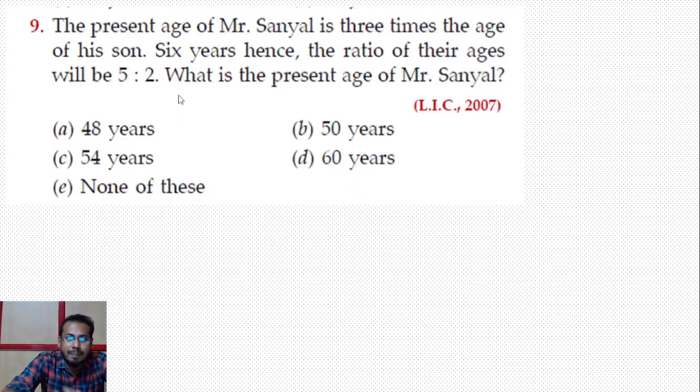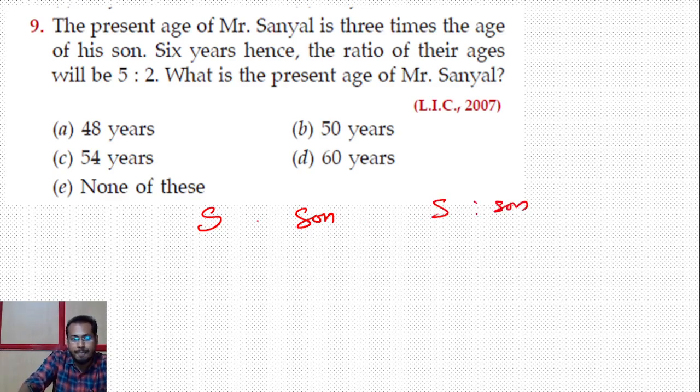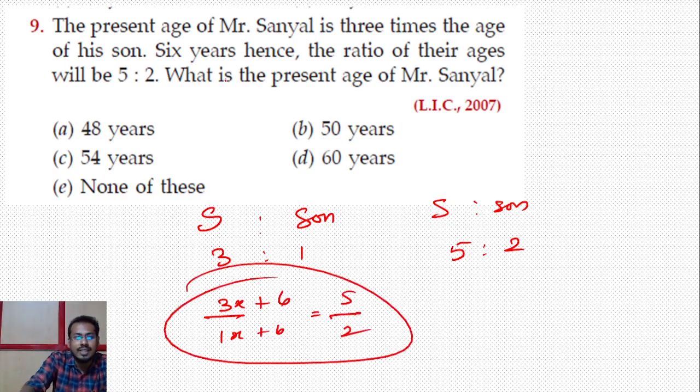Right, and the 9th one. The present age of Mr. Sanyal is 3 times that of his son. I will write this equation like the previous question: two persons, Sanyal and his son. The present age is 3 times the age of the son, and 6 years hence the ratio will be 5 to 2. So 3x by 1x, with 6 years hence meaning plus 6, is equal to 5 over 2. Solve this. What is the present age of Sanyal?